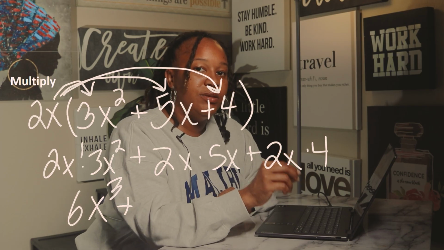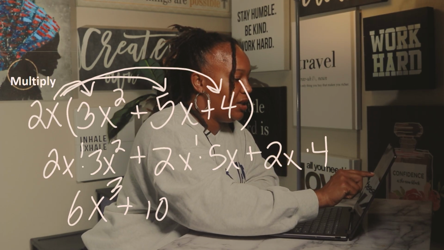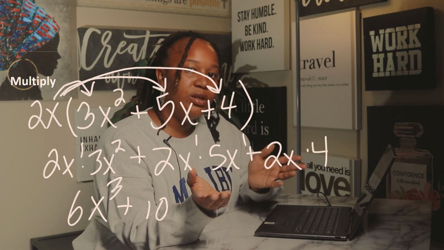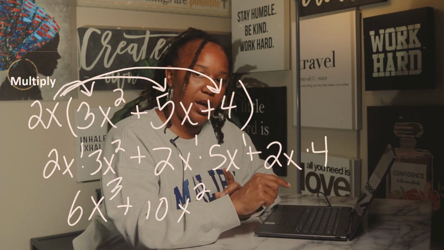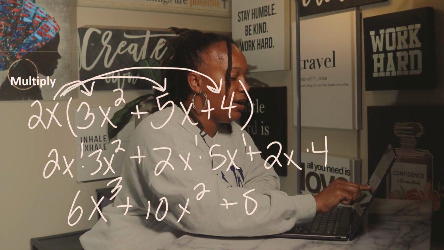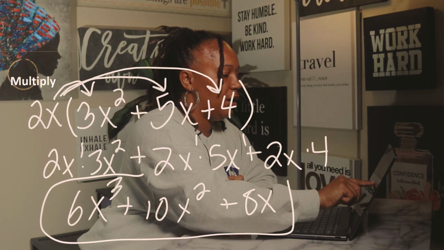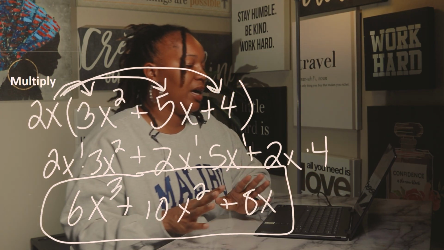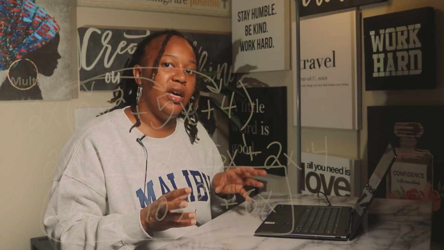With the 2x times the 5x, you multiply the 2 and the 5, which is 10. And x times x, that's like saying x to the first times x to the first. You add those exponents, that's x to the second power, or we say x squared. And then 2x times 4 is 8x. And so your answer ends up being 6x to the third plus 10x squared plus 8x. None of those terms are alike because they all have different exponents, so you can't simplify any further. That will be your final answer. Let's look at another example.